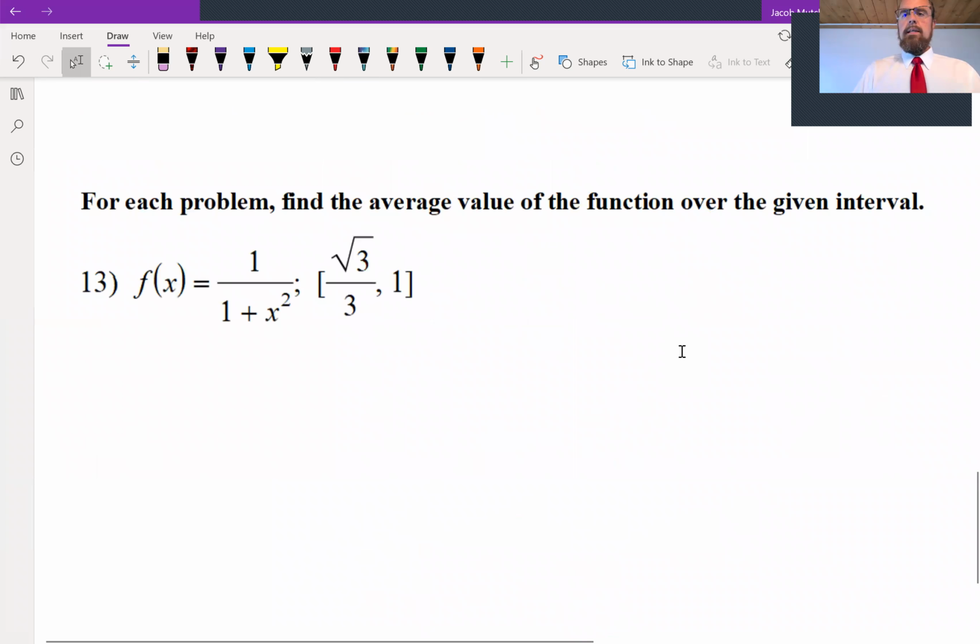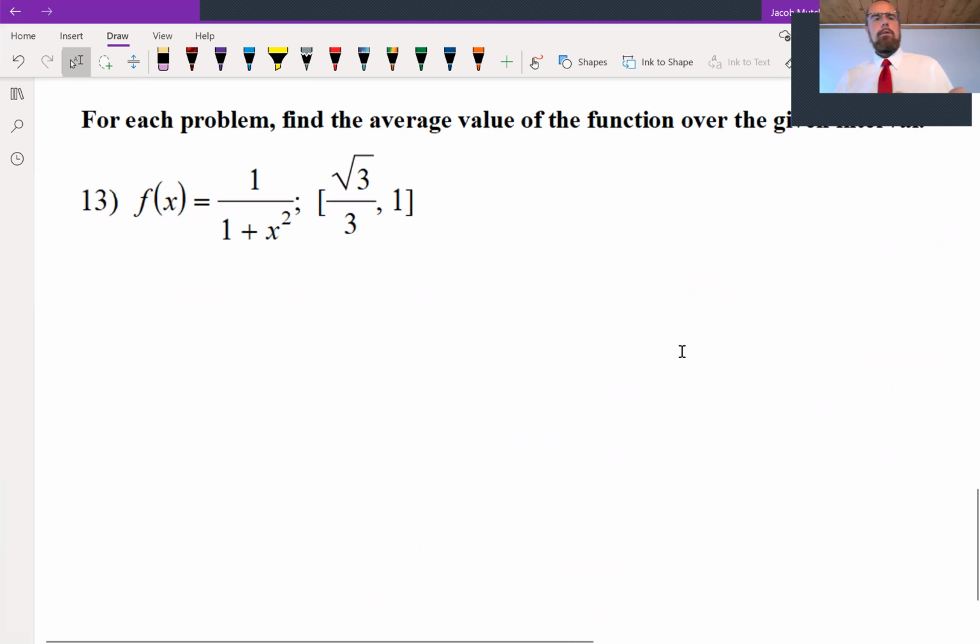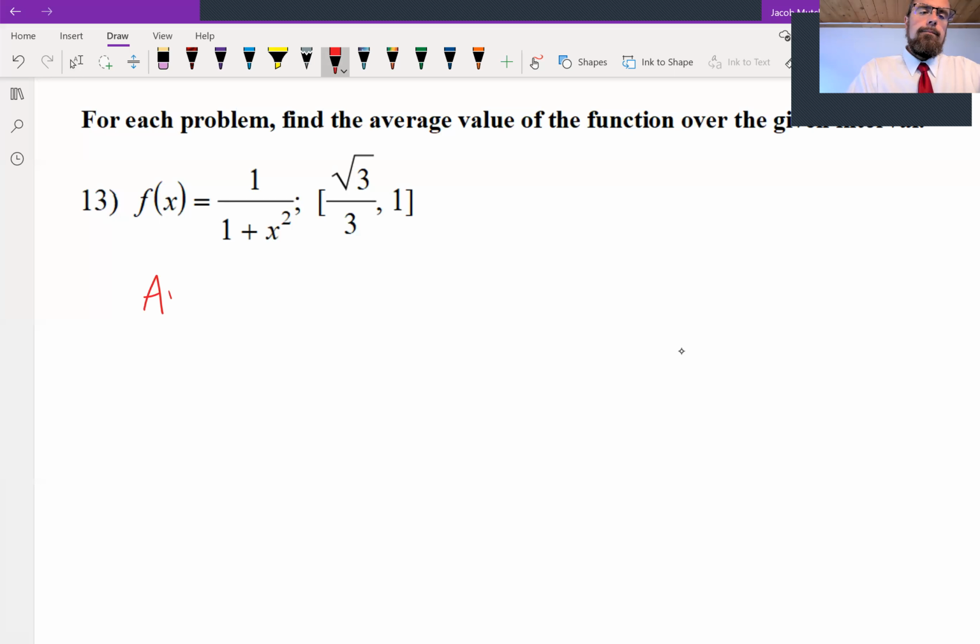Our last example has the initial appearance of a rational function, but really I just need to recognize this as one of my inverse trigonometric derivatives. So what we'll do is we'll set this up, and then we'll remember what original function has the derivative 1 over 1 plus x squared. But we'll set up for average value.